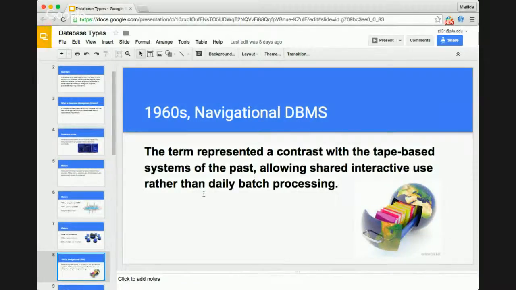In the 1960s, the Navigational Database Management System. The term represented a contrast with the tape-based systems of the past, allowing shared interactive use rather than daily batch processing.